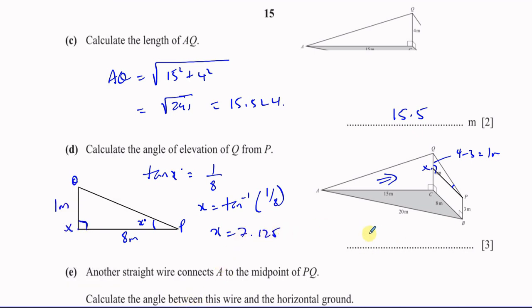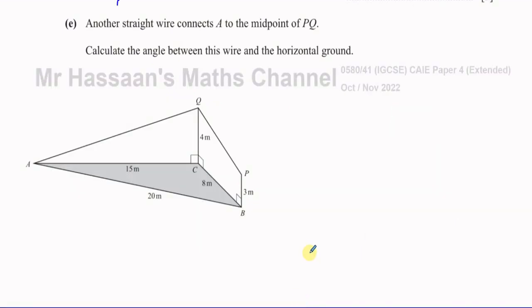7.125. Now, angles should always be given to 1 decimal place unless otherwise stated. So I write 7.1. Here you have to be careful. Many people write 7.13. Angles should be given to 1 decimal place, and strictly, they could take marks off if they wanted to. So be very careful. So this is the angle of elevation of Q from P. Now for part E, it tells us about another straight wire.